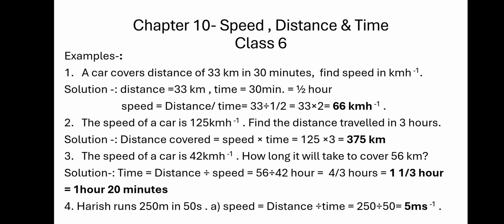Now fourth question, fourth example. Harish runs 250 meter in 50 seconds. So we have to find the speed of that. In first question we have to find speed. Speed equal to distance upon time. So 250 upon 50 is 5 meter per second.